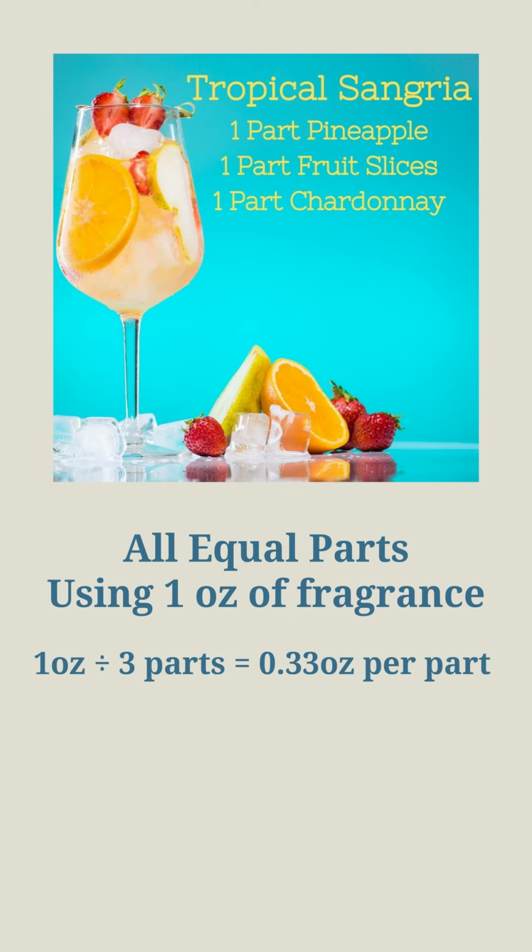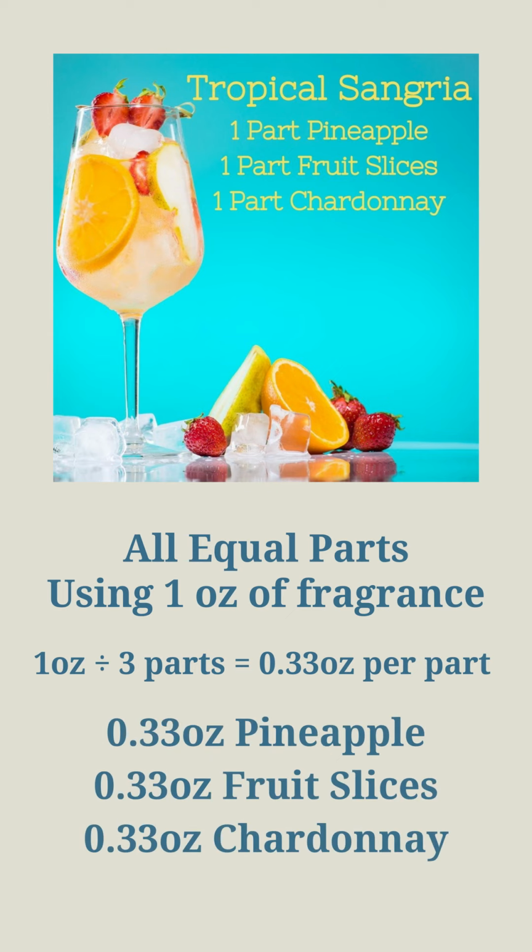So what you'll do is you'll take the amount of ounces that you need to use divided by the total number of parts for your recipe. So we have 1 ounce divided by 3 parts, which equals 0.33 ounces per part. So that adds up to be 0.33 for each of those scents that are in the fragrance recipe.